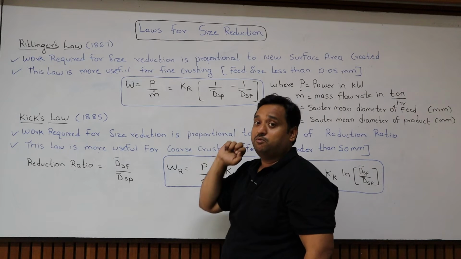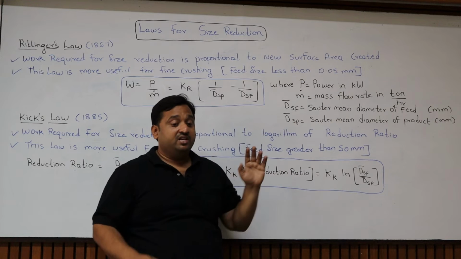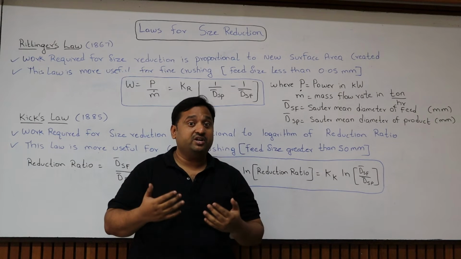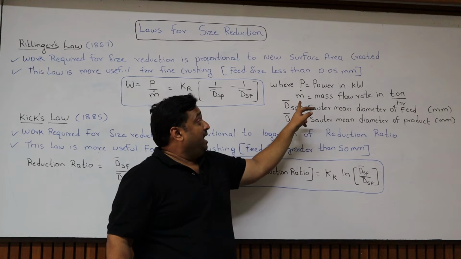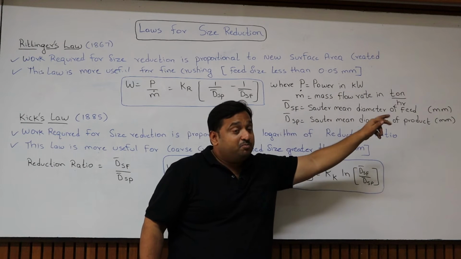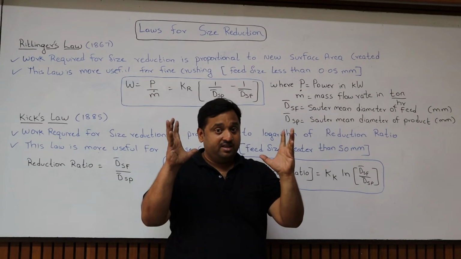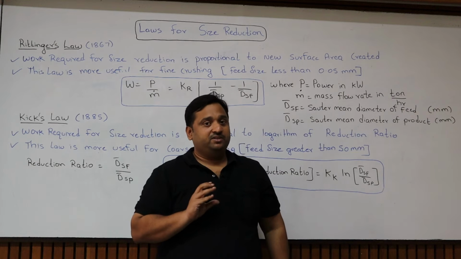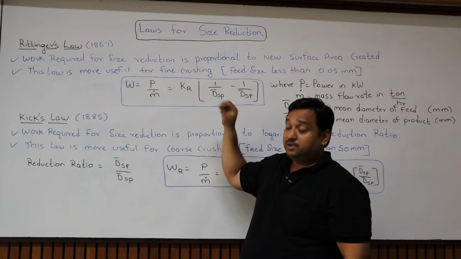This is the formula. What is P? P is power in kilowatts. Here units also play a very important role, so I want you people to concentrate on units too. P is the power in kilowatts, m is the mass flow rate in tons per hour, d̄Sf is the mean diameter of the feed, and d̄Sp is the mean diameter of the product. So when you put all these things together, you get this formula, right?